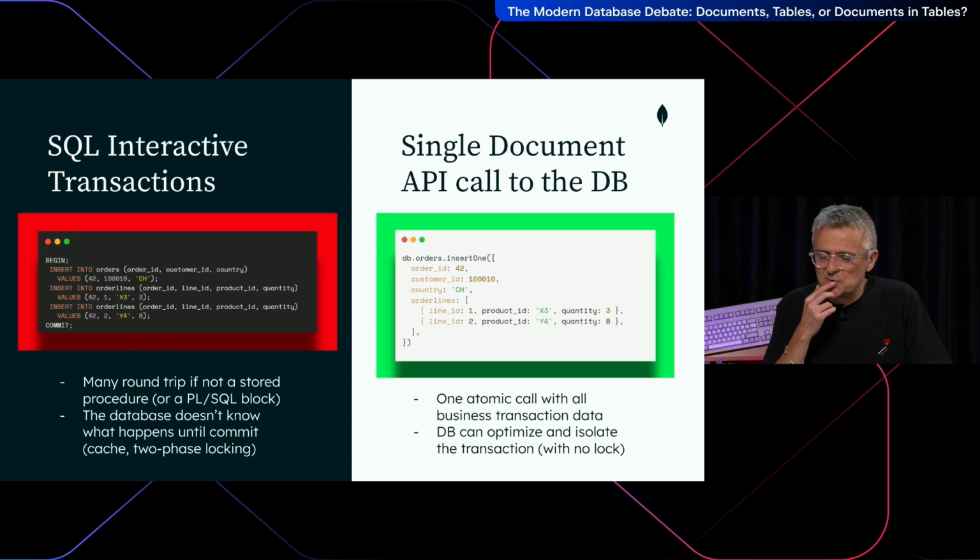But that's also a good point. You need to know what the business transaction will be to do document modeling. Whereas in SQL, you don't really need to, because it's the same schema, whatever you do with it.